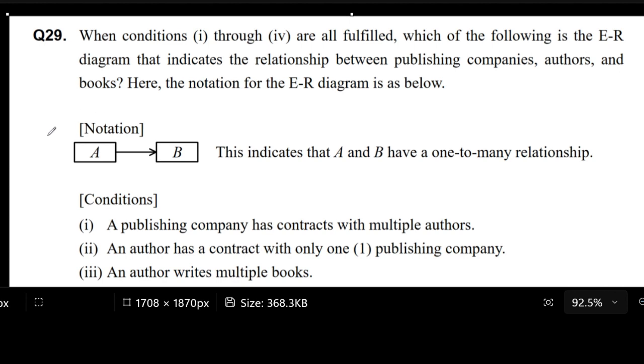This part about notation says that A and B have a one-to-many relationship. So that means that A could have a connection, a relationship with many B's. So that's what this notation is supposed to mean. Next, we need to look at the conditions.